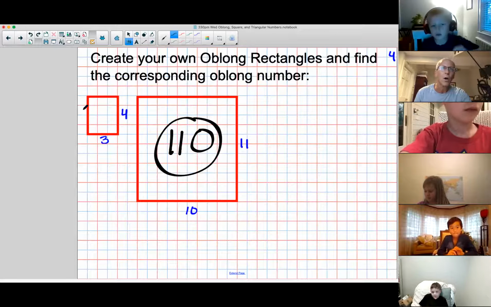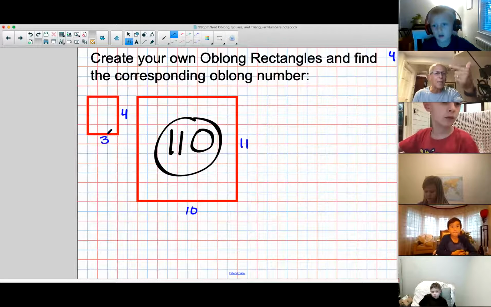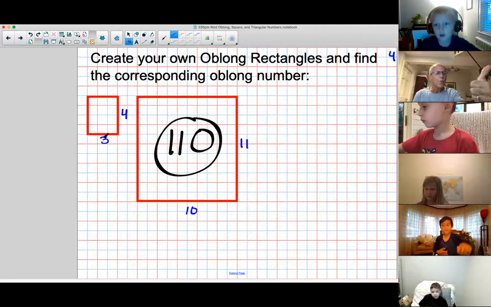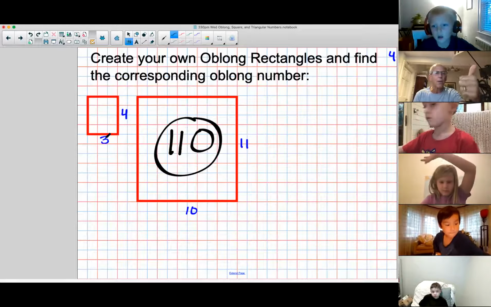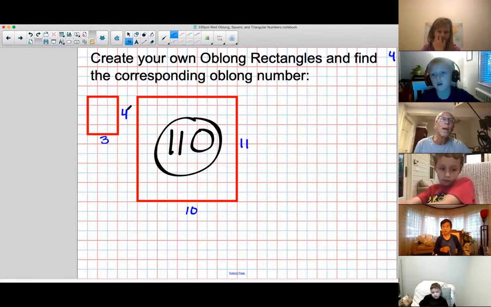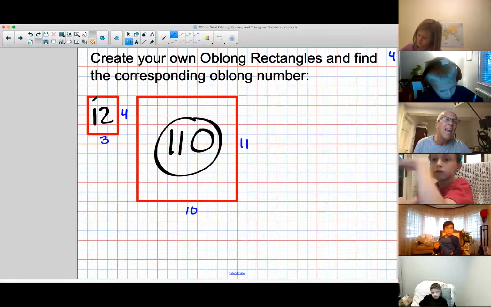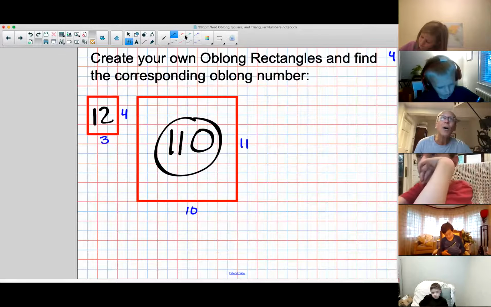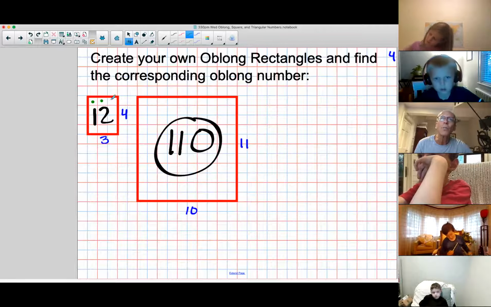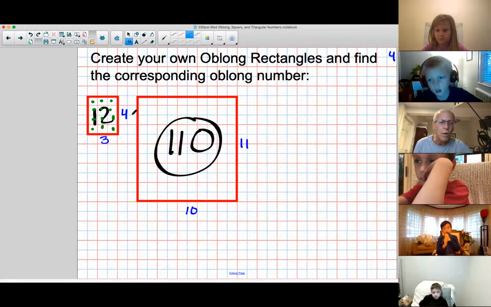Not yet. Okay, but do you remember, buddy, if we count by fours, 4, 8, 12, or 3, 6, 9, 12. So no matter what you do, 3 fours is going to be 12. And Brennan, you can just count the squares, 1, 2, 3, 4, 5, 6, 7, 8, 9, 10, 11, 12. You see how that works?